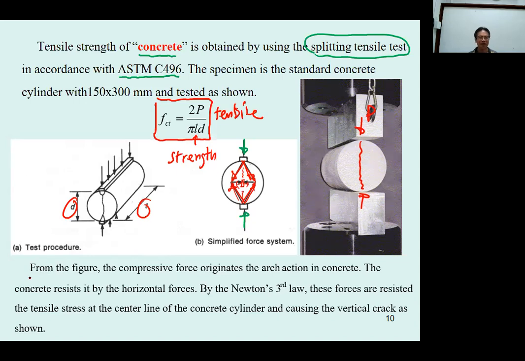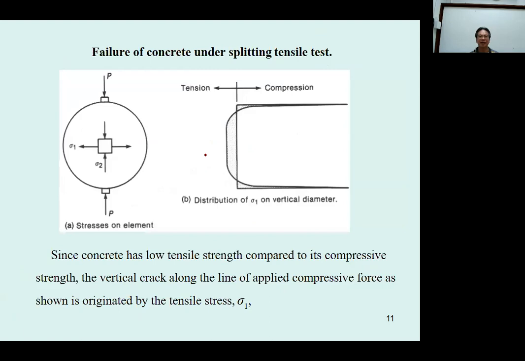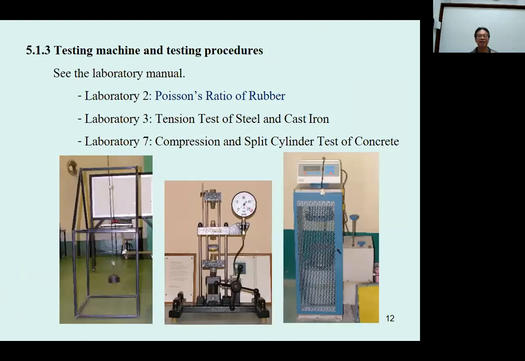And the explanation of arch action is here. If you do not get what I am explaining to you, just read these sentences and everything we have over here. The arch action produces the crack. Again, the crack. And I may ask you in the examination which laboratory is not in the tension format, or which lab measures the Poisson ratio, which involves rubber, and the third that involves the steel and the cast iron.